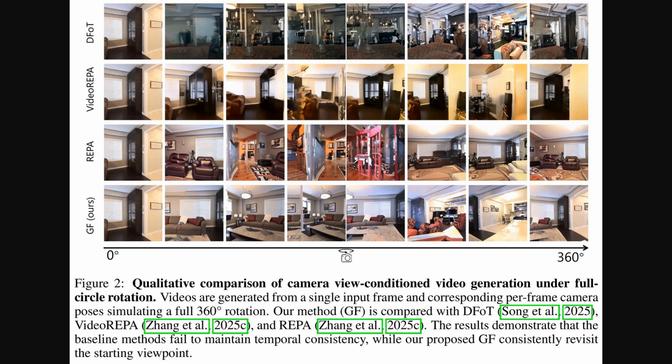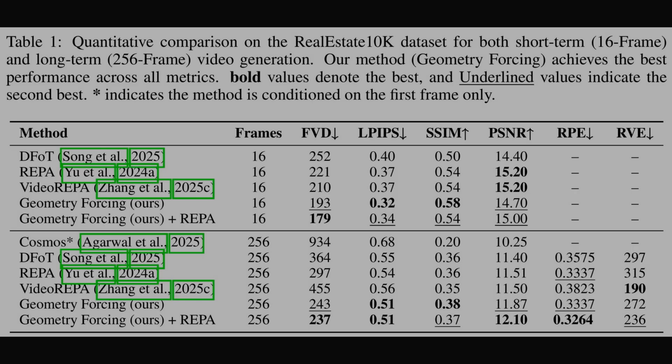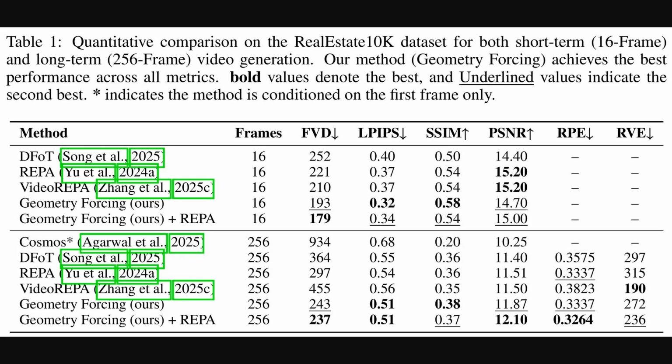This directly relates to a metric called revisit error, which simply measures how well a model returns to a starting point. And this table provides the hard numbers to back up those impressive visuals. It compares geometry forcing against other methods on the RealEstate10K dataset for both short and long videos. For the long, 256-frame videos, the results are stark. The model drops the Fréchet video distance, our visual quality score, from 364 down to 243.